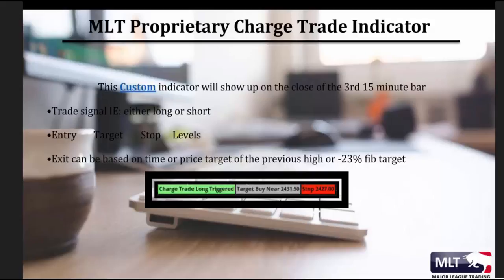And this is what it looks like. This is what this indicator looks like. It's going to tell me, boom, is a trade set up long or short? What are the stop levels? What are the target levels? And where can the exit be? So let's move into that.